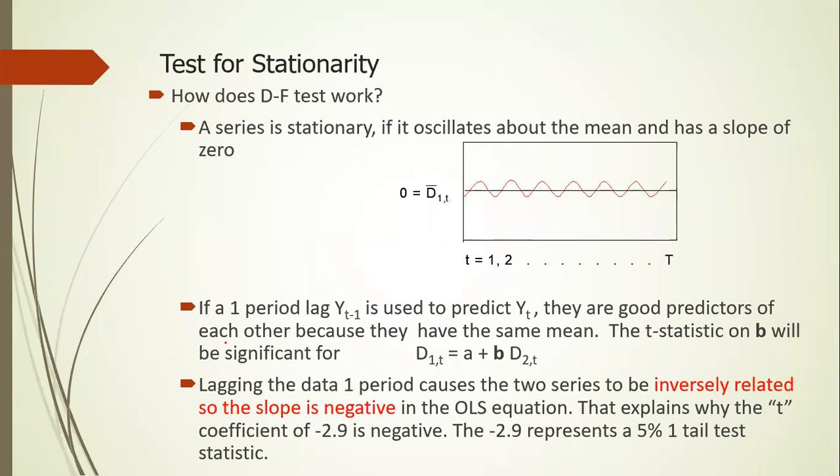If it is actually stationary, if a one period lag yt minus 1 is used to predict yt, then they turn out to be good predictors of each other because they have the same mean, and the t statistic on B will be significant for the first difference as the dependent variable and the second difference as the independent variable. Lagging the data by 1 causes the two series to be inversely related, so the slope is negative. Basically, if you lag the data, the relationship just flips over, and that's why the slope is negative.